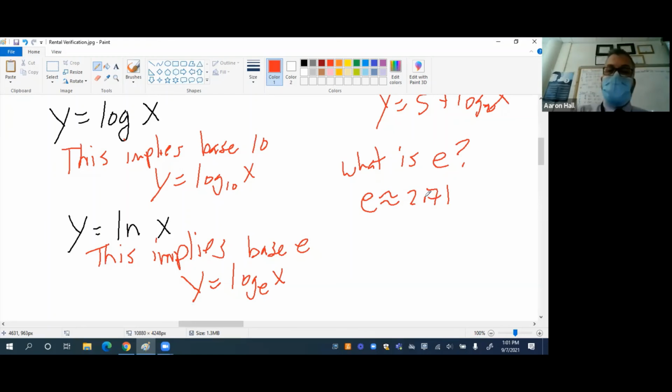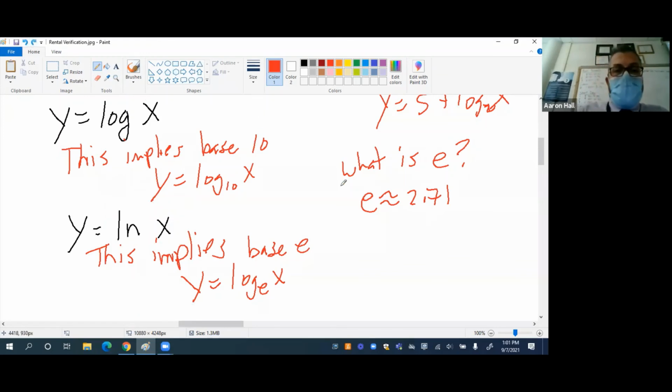And this e has become super important in calculus because there's a really cool relationship: the derivative of e to the x gives you e to the x. So you're going to see this a lot in calculus. You'll also see the ln of x as well. Both of those are important.